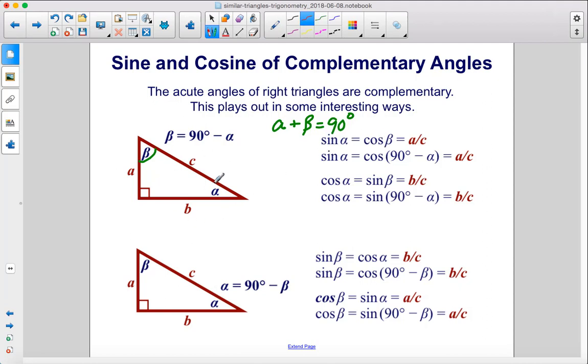Sine of alpha, so sine of this angle, would be A over C. The cosine of beta would be A over C. So we have the sine of alpha equals the cosine of beta. So that's how this relationship between these complementary angles is interesting.